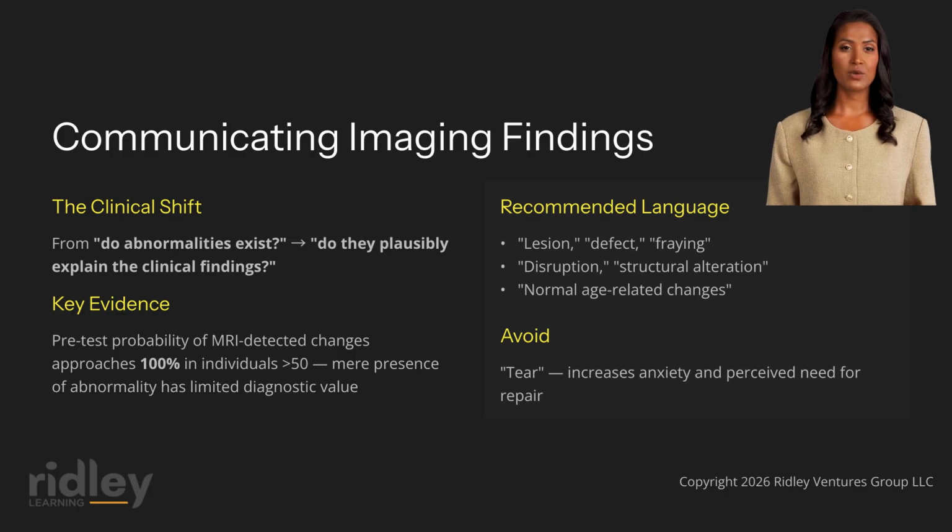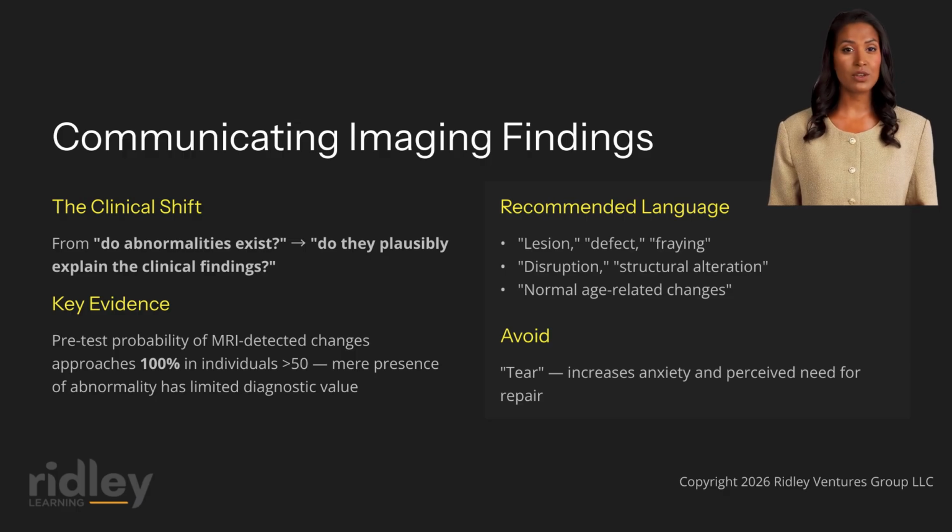The FIMAGE study provides critical evidence for how we should communicate imaging findings. Nearly all individuals, 99% over age 40, have at least one rotator cuff abnormality on MRI, and most are asymptomatic. Partial thickness tears were equally common in symptomatic and asymptomatic shoulders, and full thickness tears weren't reliably associated with symptoms after adjusting for clinical examination findings and concurrent MRI abnormalities.